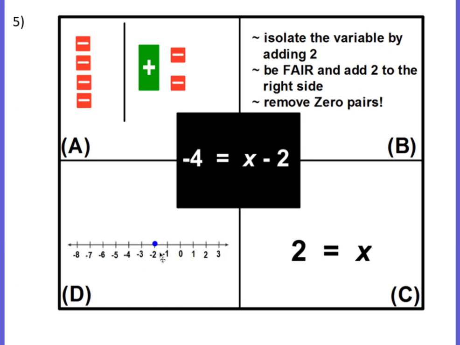Okay, this is what I like to call our imposter activity. We have -4 equals x minus 2. Which choice, A, B, C, or D, is the imposter? Which one does not equal or represent -4 equals x minus 2? Go ahead and pause the video and come back when you have your answer.